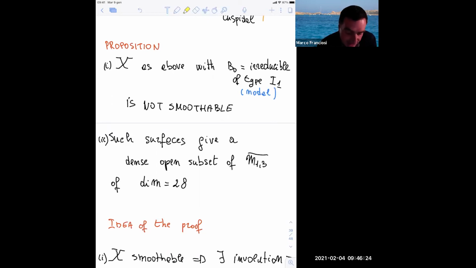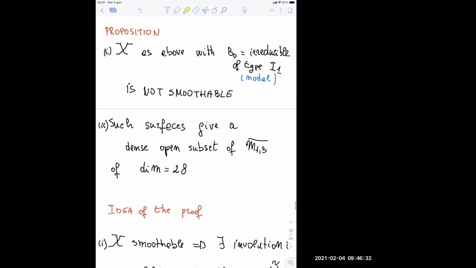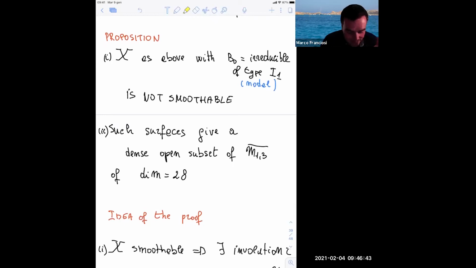So the idea of the proof is to use the involution and to see that. Franco: You don't mean dense, you mean irreducible. Yeah, it is dense inside an irreducible component. Okay.